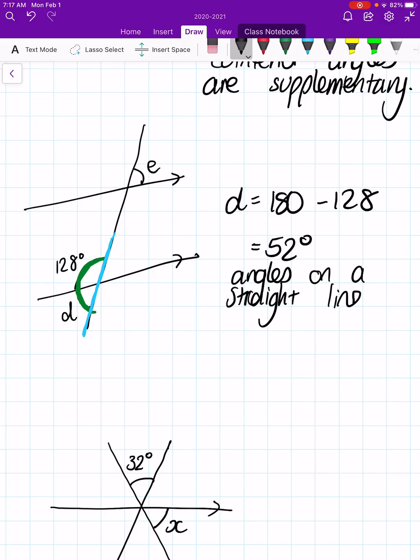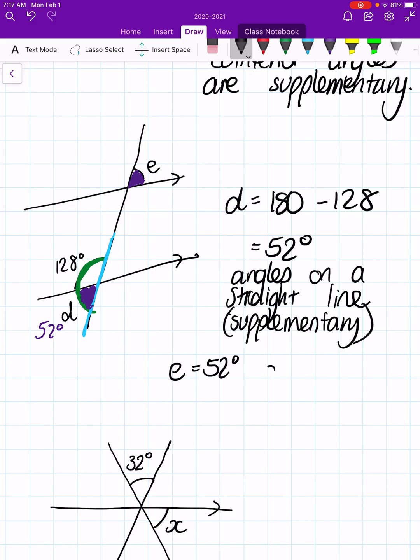Now these add up to 180, so we can also say that these are supplementary, because supplementary just means adding up to 180. So we know that this is now 52, okay? And so we want to find the measure of angle E. Now angle D and angle E will be equal to each other because they make alternate exterior angles. So E is also 52 degrees, and that's because of alternate exterior angles.